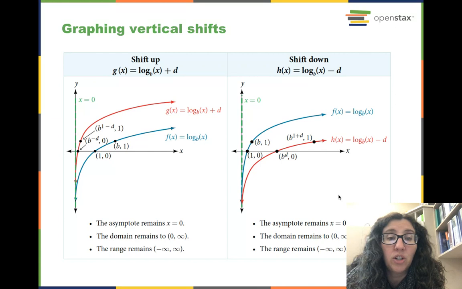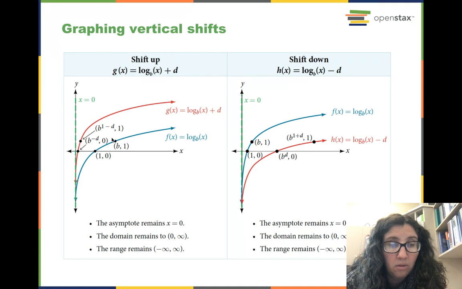All right, what about shifts up and down, right? Plus or minus d at the end. Again, the vertical asymptote is not going to change. This point, 1, 0, right, is going to shift up. So we have this point b, 1 on our original graph. It's going to shift up by d.